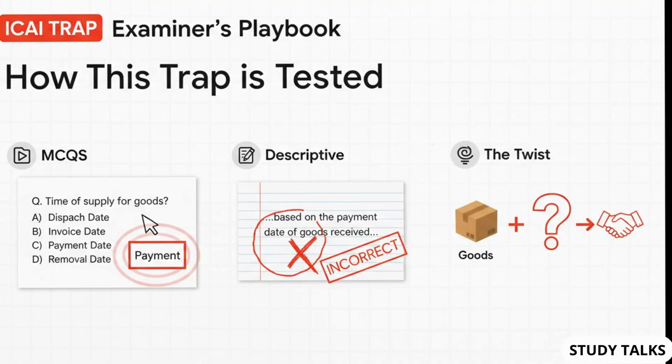So, how is this going to show up on your exam? Well, for an MCQ, they'll just throw the payment date into the options for a goods transaction just to see if you'll take the bait. For a longer question, they'll be watching to see if you mention the payment date in your reasoning. And for the ultimate challenge, they'll give you one question with both goods and services just to see if you can apply both rules correctly.